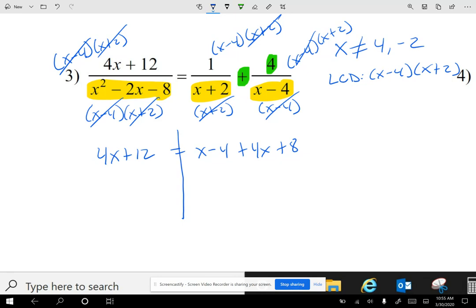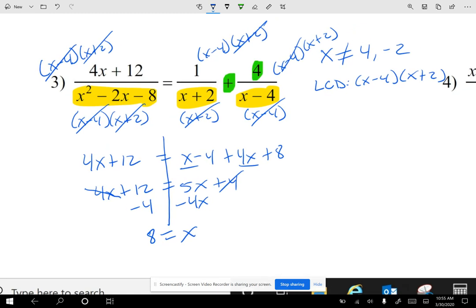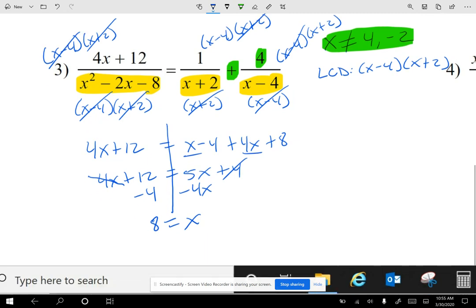Let me simplify each side. I have 4x + 12 equals 5x + 4. I'm going to subtract the 4x. I'm going to subtract the 4. So I have that 8 is equal to 1x. I double check that 8 is a good number. It is. So when I type this, I would just type in 8.